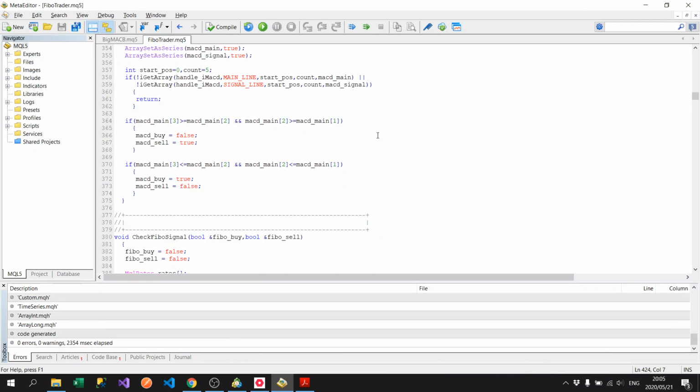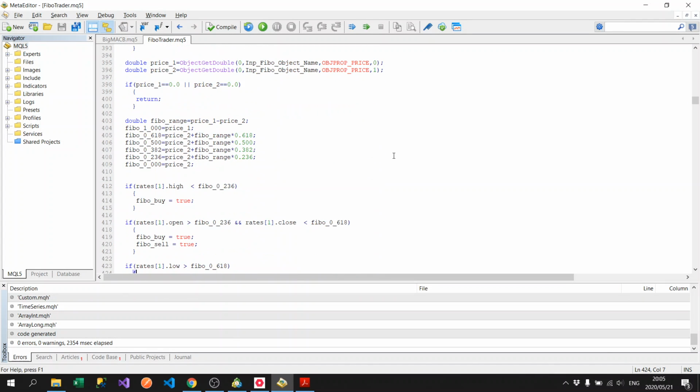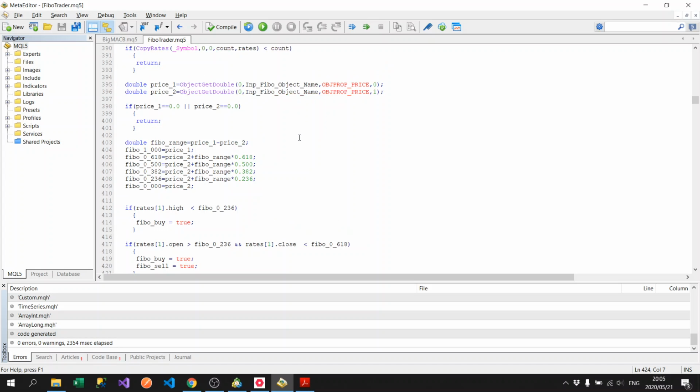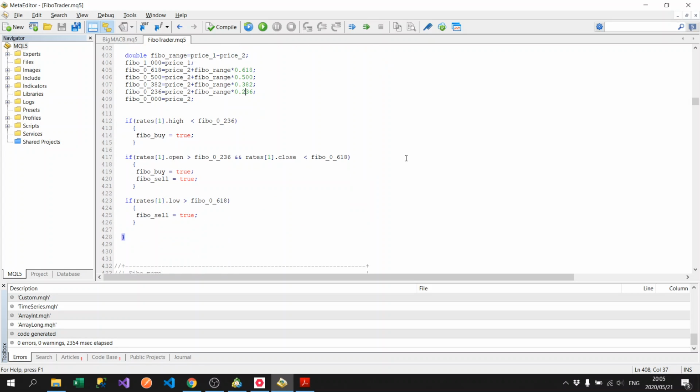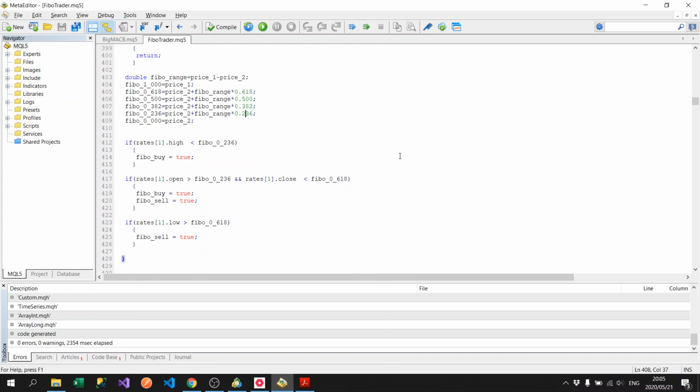Okay, so the way we're getting the Fibonacci levels is very, very basic. So we have access to all the levels, the 61.8, 50, 38.2, 23.6, 0 and 100. So we've got quite a few levels to work with. I will be doing more Fibonacci algos which will make use of the other levels a bit more, but this one's just the basic one to begin with.